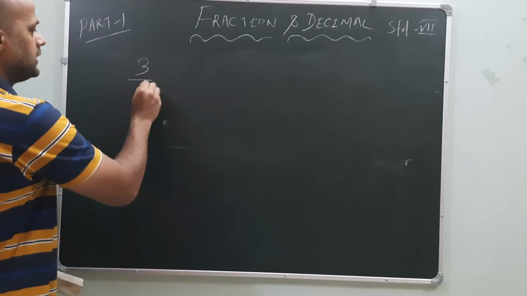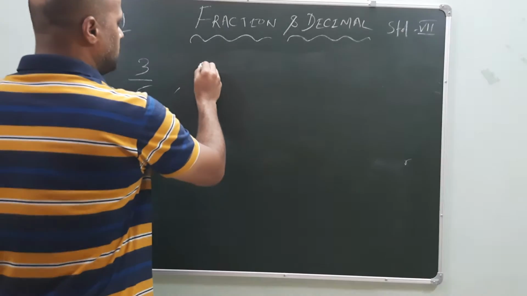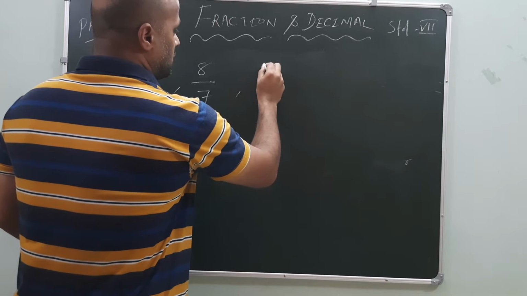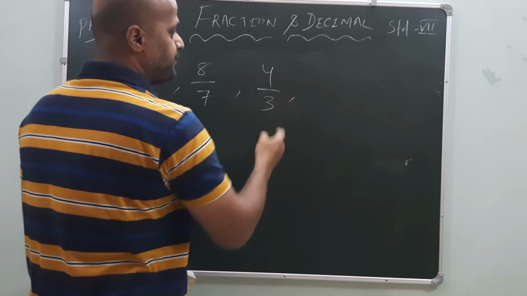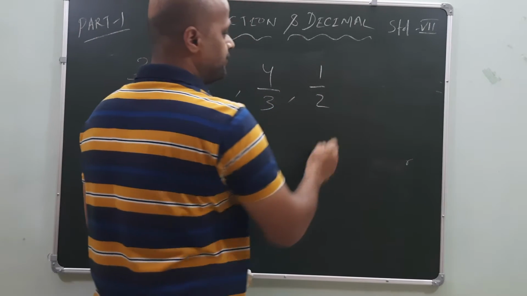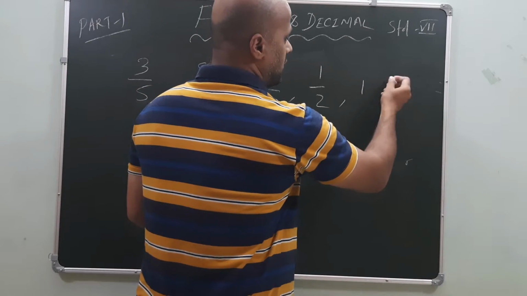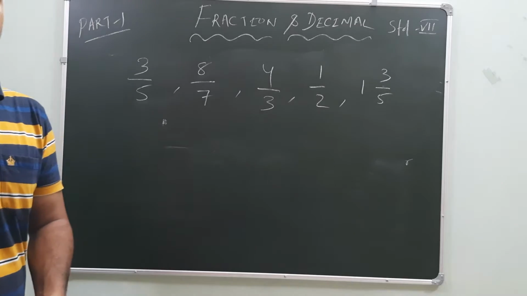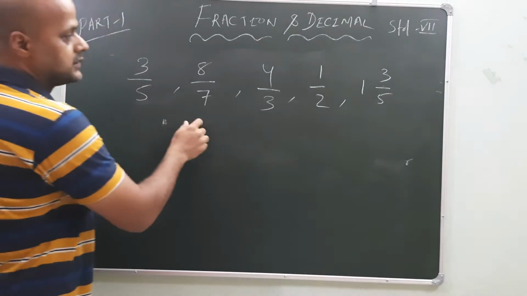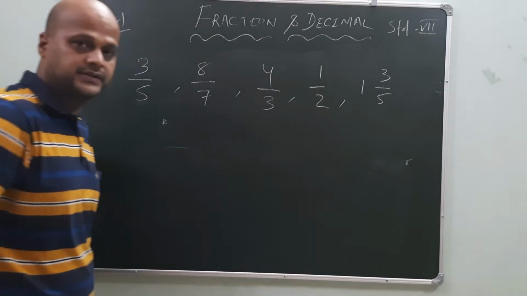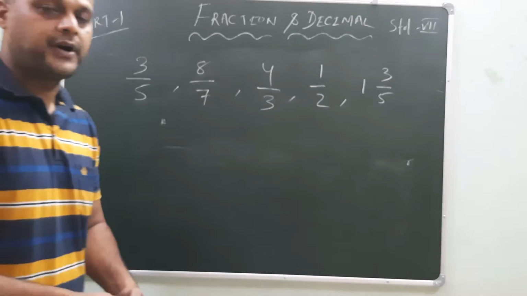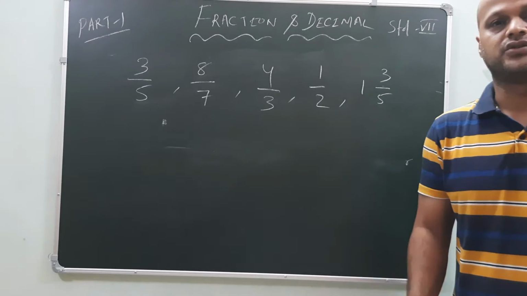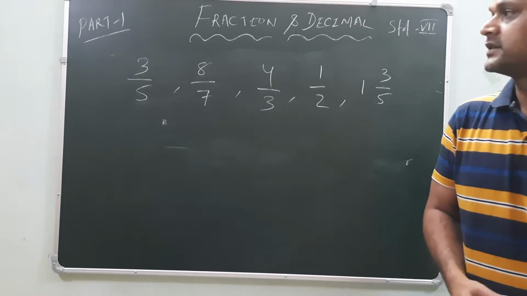Okay. 3 by 5, 8 by 7, 4 by 3, 1 by 2, 1 whole of 3 by 5. Okay. Now tell me, in these 5 fractions, which one is proper, which one is improper, and which one is mixed fraction. Okay. So one by one we will discuss.